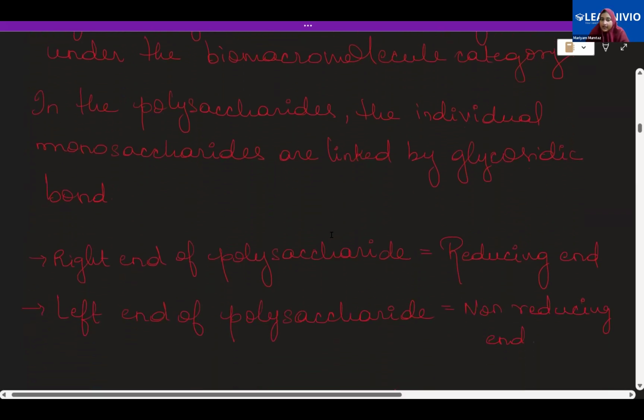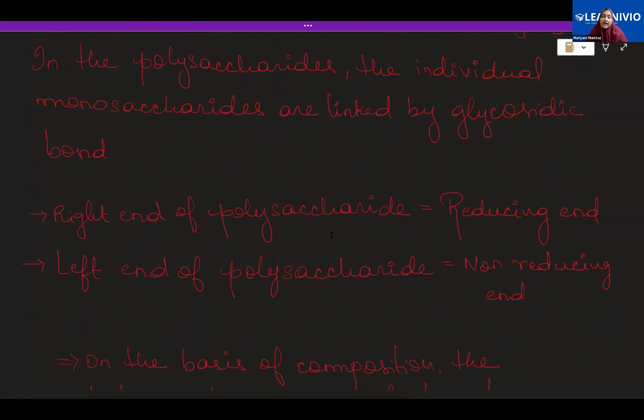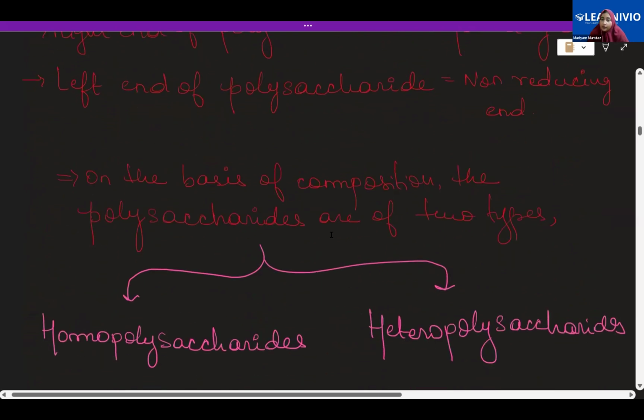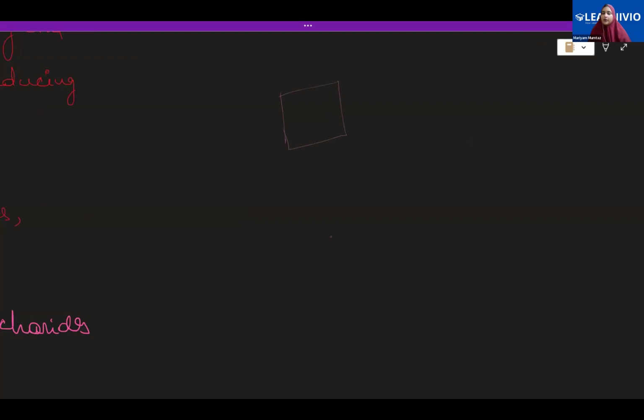Now, mostly in a polysaccharide, the right end is the reducing end because it either has a free aldehyde or free ketone. But the left hand side is the non-reducing end. Now, there can be two examples. For example, this is polymer number 1 or polysaccharide 1. This is polysaccharide 2. You see the difference between them?